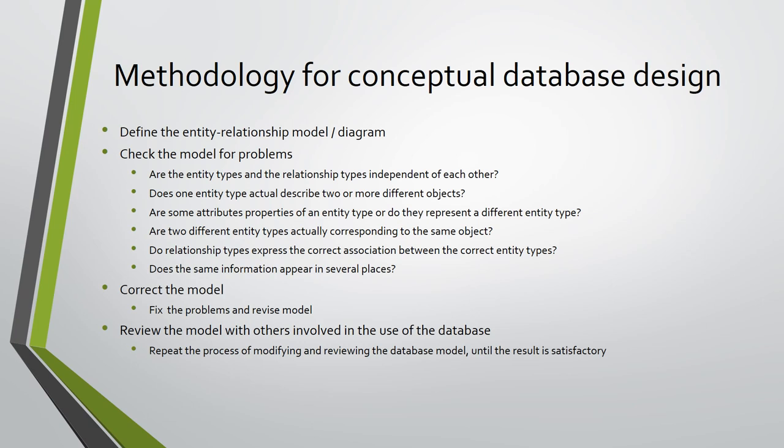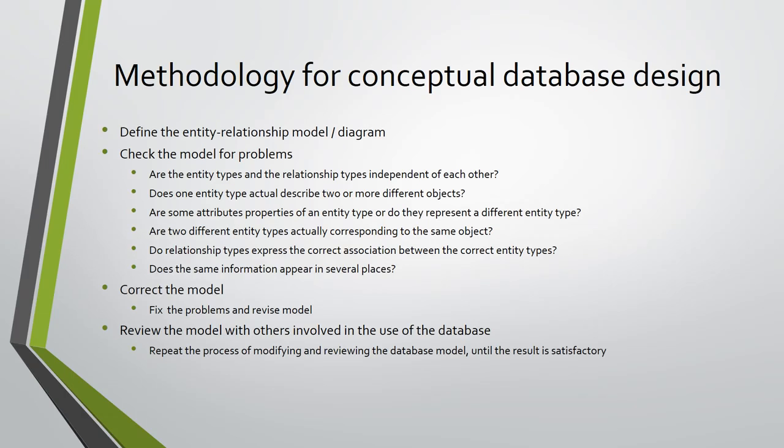Are two different entity types actually corresponding to the same object? Do relationship types express the correct association between the correct entity types? Does the same information appear in several places? For example, the building may appear both as an attribute of the employee and as an attribute of the department.